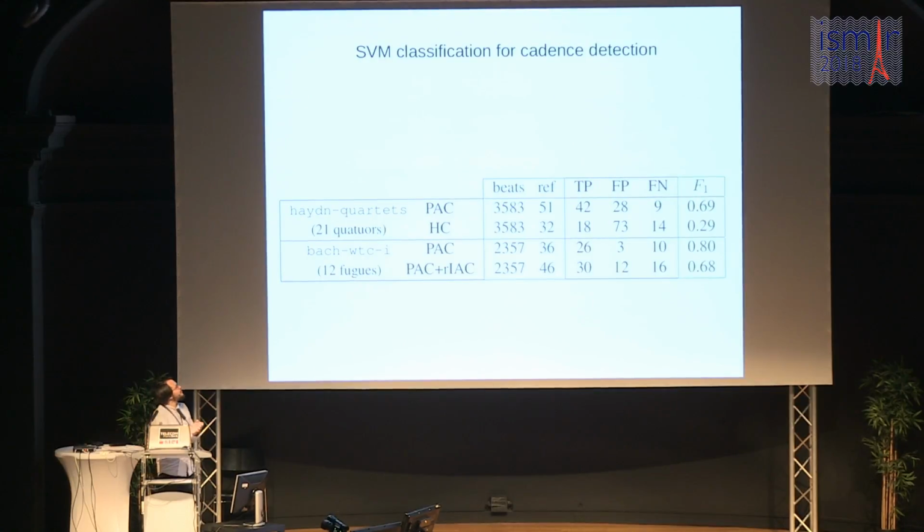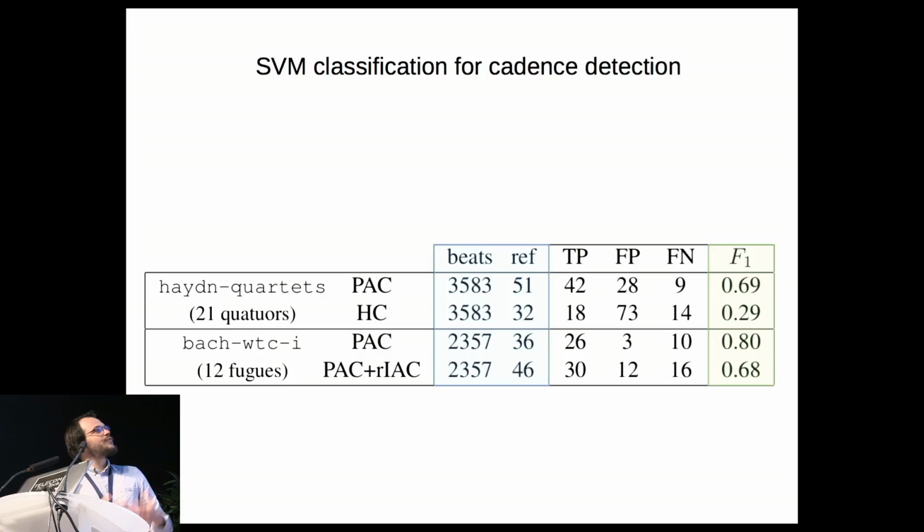So with this extraction, we can now detect cadence. So we cut our corpus into halves. The first half is our training set, where we train a support vector machine. And the second half, we try to solve the classification problem.